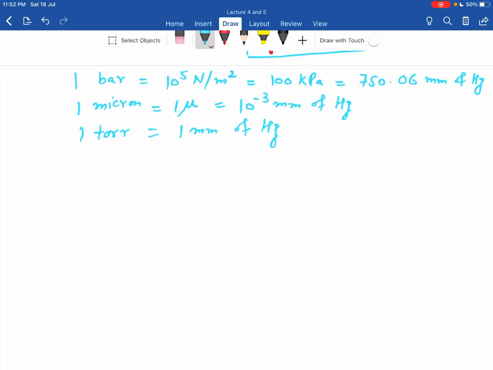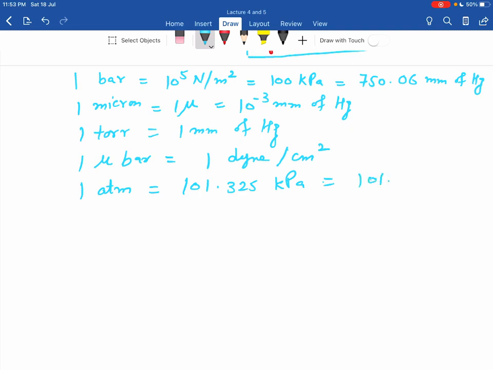Another unit is 1 microbar, which is equal to 1 dyne per centimeter square. Another unit is 1 atmosphere, which is equal to 101.325 kilopascal, or equal to 101.325 kilonewton per meter square. So these are a few units for pressure.